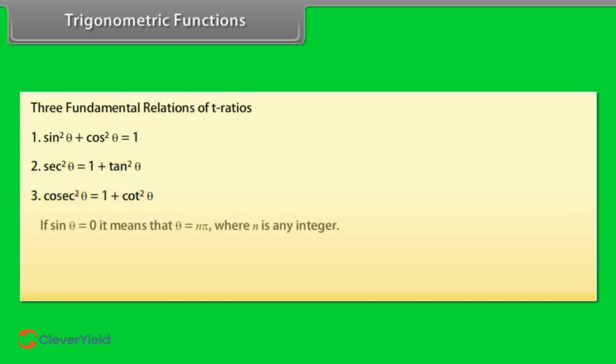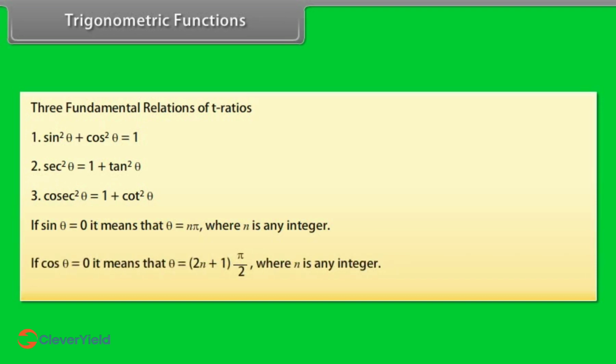If sine of theta is equal to 0, it means that theta is equal to n pi, where n is any integer. If cos of theta is equal to 0, it means that theta is equal to (2n plus 1) pi by 2, where n is any integer.